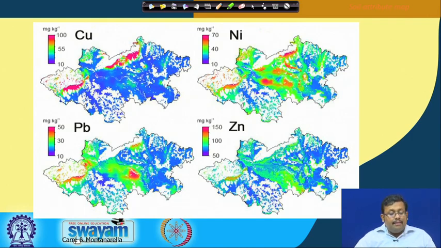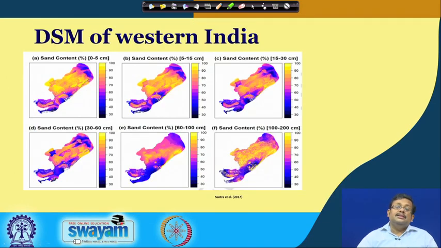So, this is an example of actual digital soil mapping, and if we consider an Indian digital soil mapping product, Shatra et al. in 2017 produced the digital soil map of Western India, where they produced spatial variability maps of sand content for different depths. As you can see here: 0 to 5 centimeter, then 5 to 15 centimeter, 15 to 30 centimeter, 30 to 60 centimeter, 60 to 100 centimeter, and 100 to 200 centimeter.